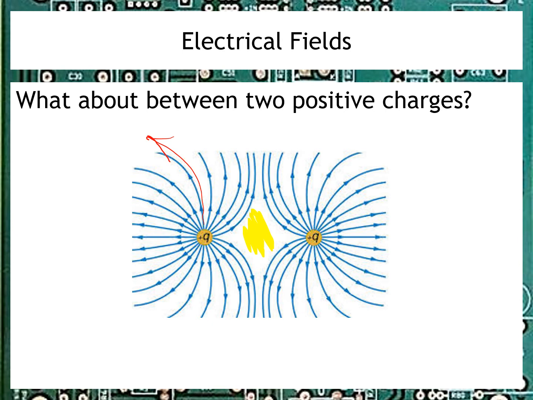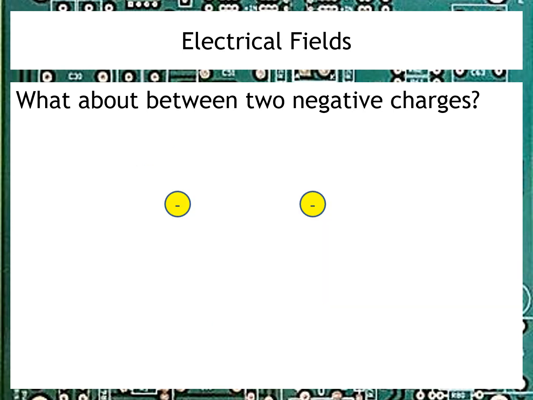Let's see how you do on the next example. So this time I've got the same thing, two like charges that are going to repel each other, only this time they're negative. So will the diagram be the same as the last one, or will there be any differences?